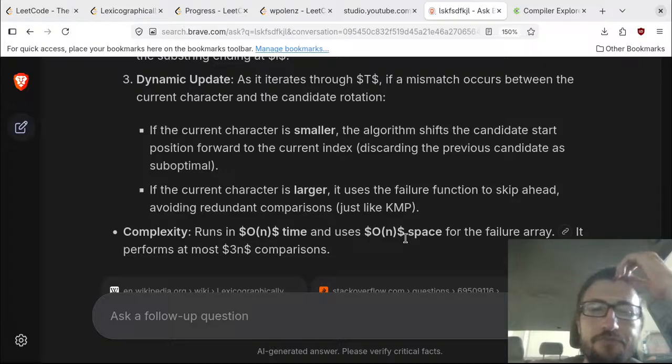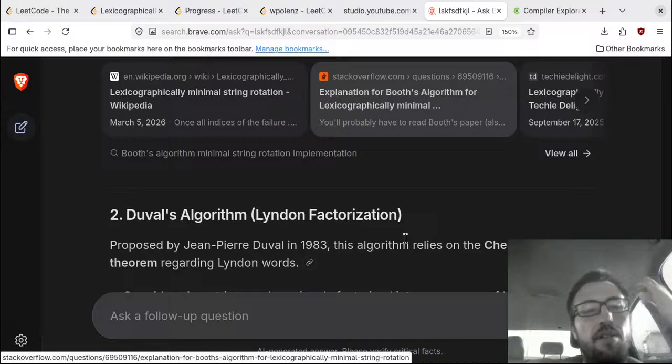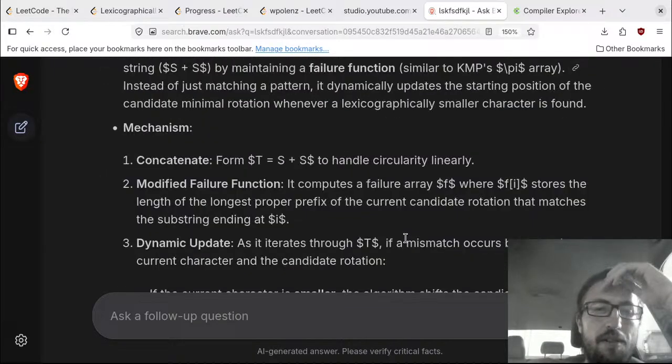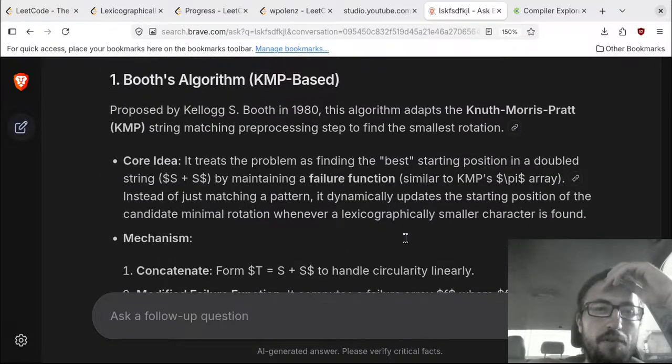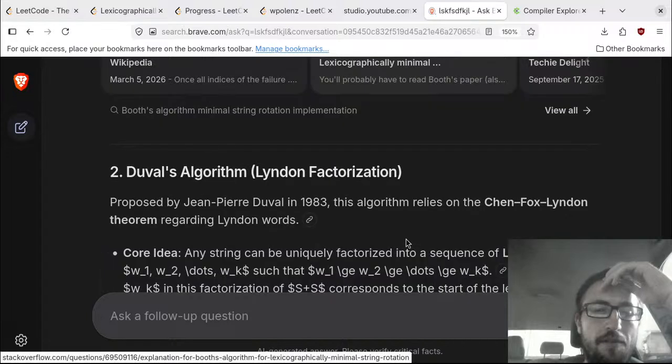Interesting. It runs in linear time and uses linear space for the failure array. It performs at most 3n comparisons. Next, Duval's algorithm. So we'll implement Booth's KMP-based algorithm. We'll come back to that.